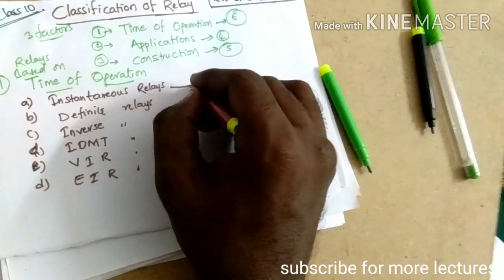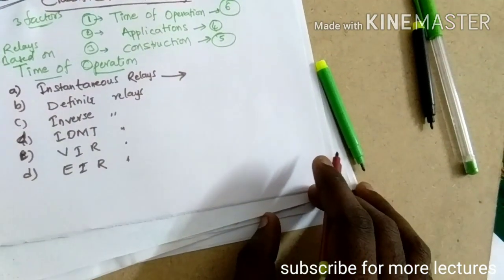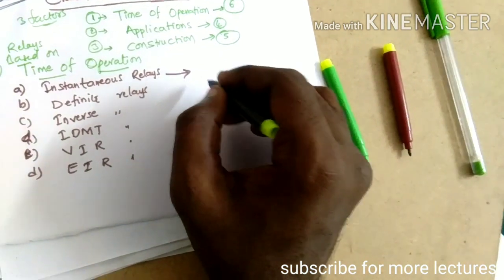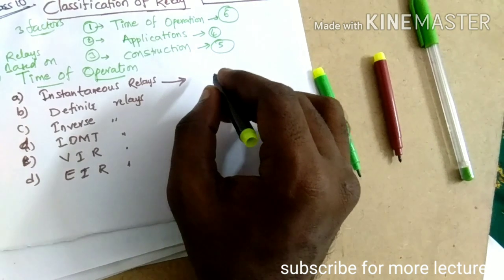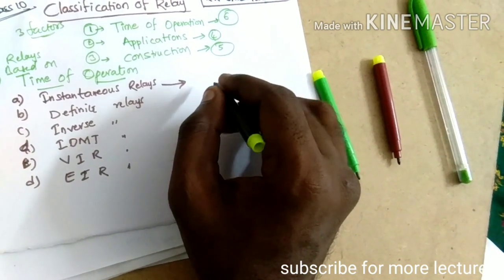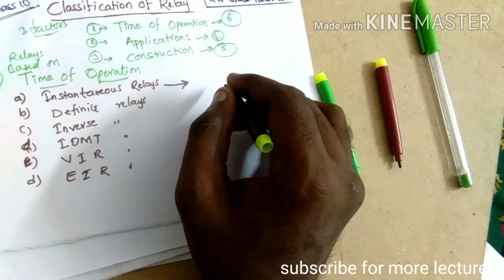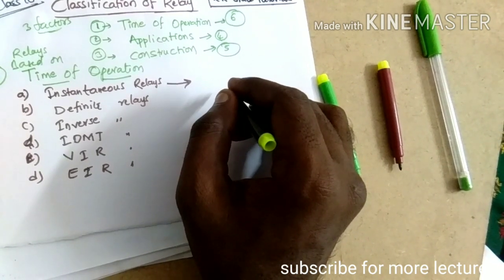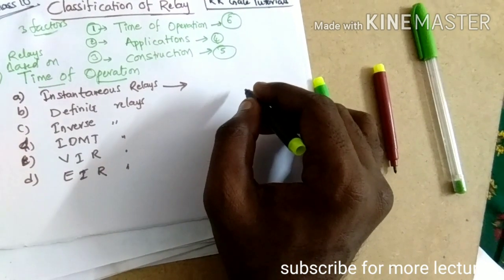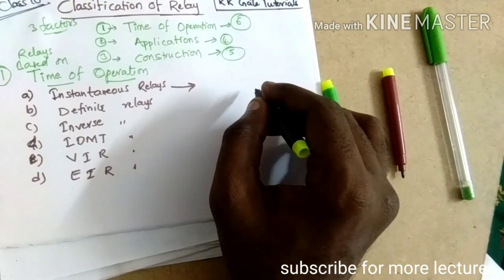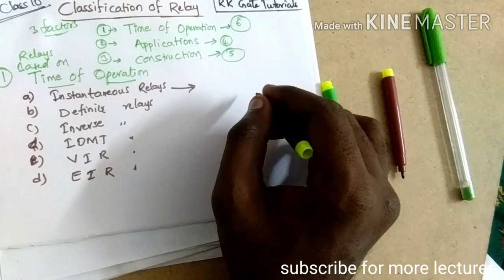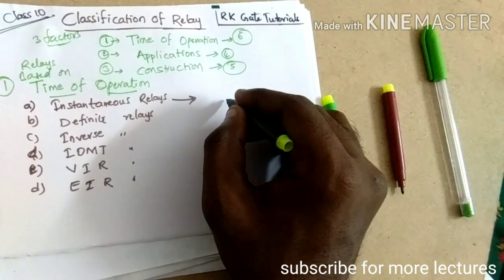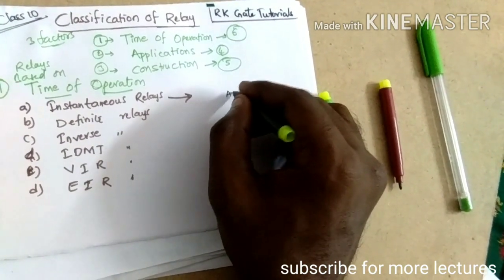Now let us see first the instantaneous relays. The name itself gives the information that the relay operates instantaneously when the fault current exists. If the fault current is more than the set value, then automatically the relay will come into picture and operate immediately, providing the trip signal to the circuit breaker. That is the instantaneous relay. There is no intentional time delay in the relay circuit, so it will not operate late according to our wish, but it will be instantaneous.